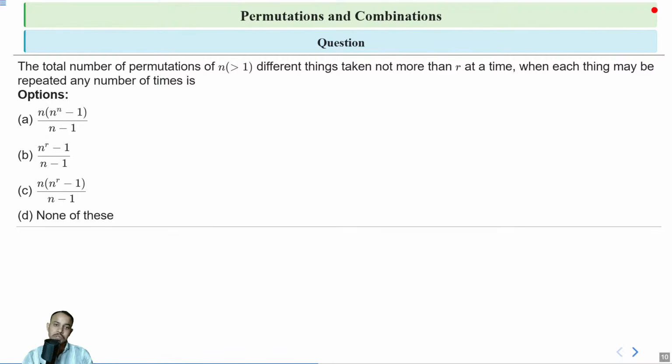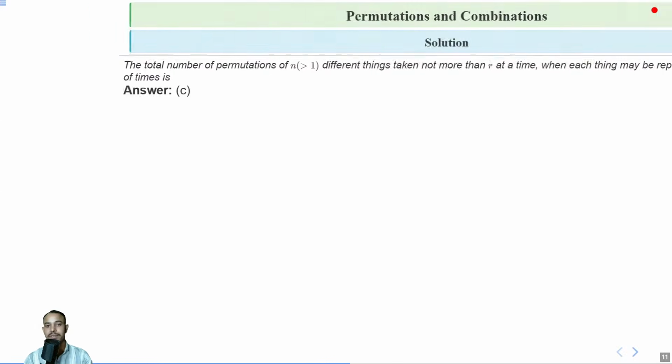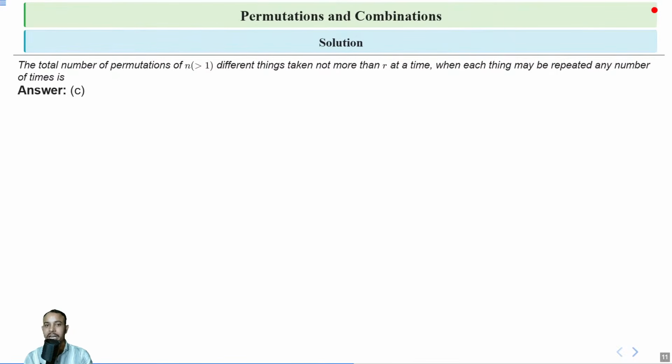Okay, so let's see the correct option, and let's solve this question step by step. The correct answer is option C. So match with the answer. Okay, so here the correct answer is option C. Now let's start the solution step by step.